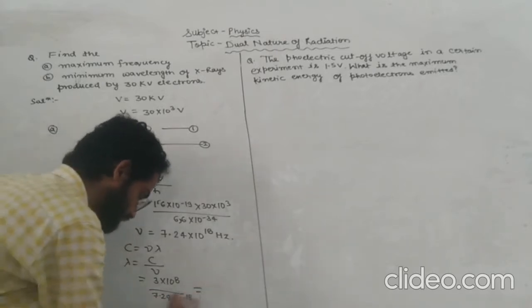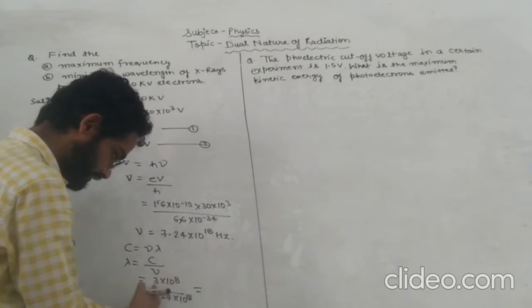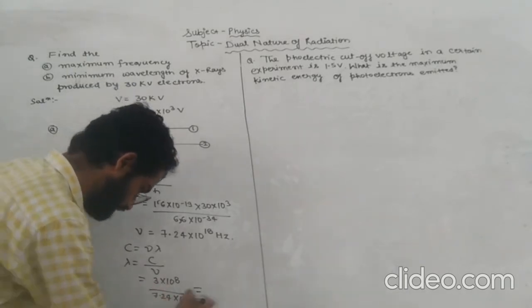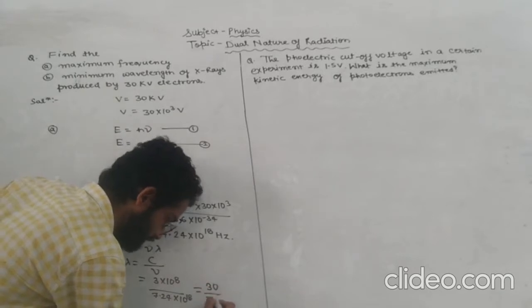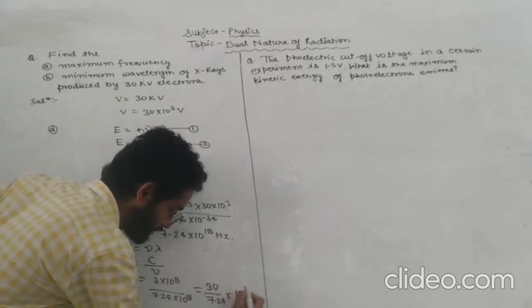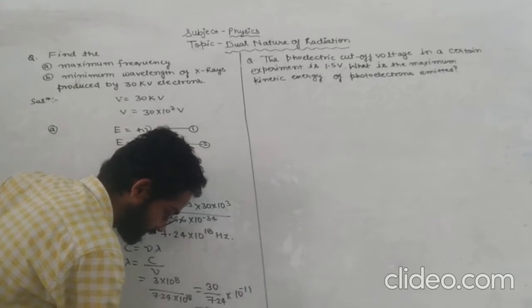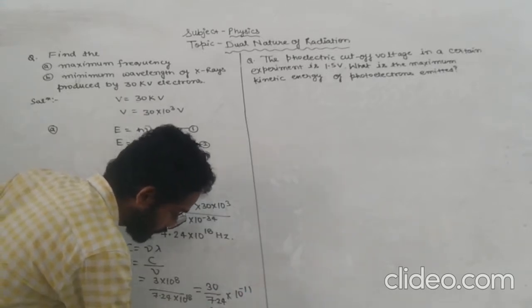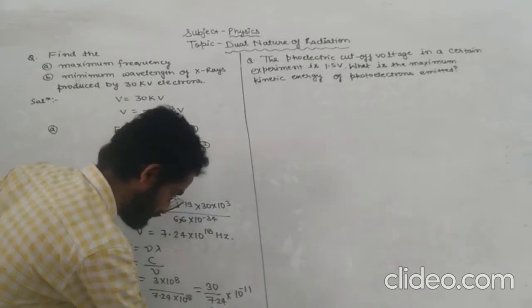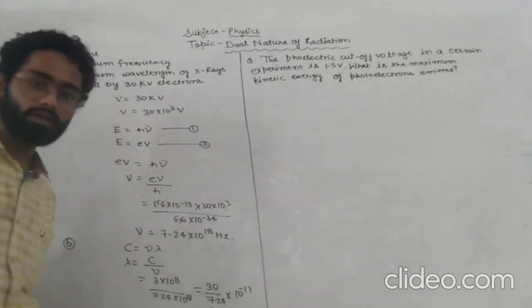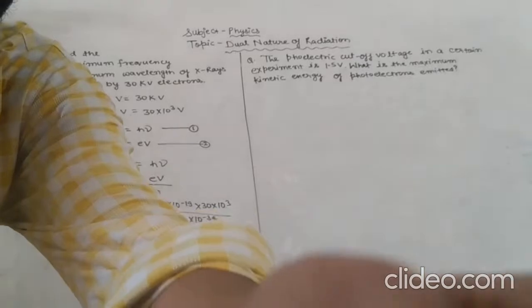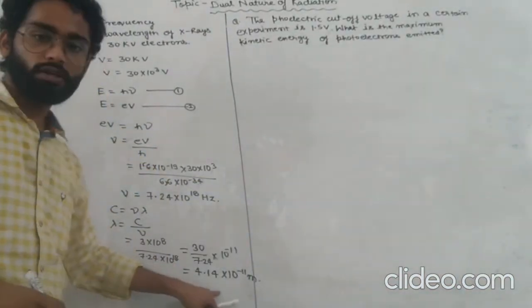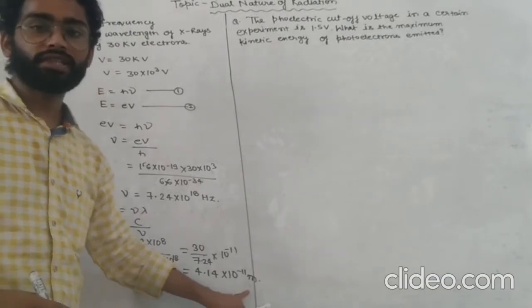This can be solved like 30 upon 7.24 into 10 power 11 minus 11 actually. This can be written as 4.14 into 10 power minus 11 meter.